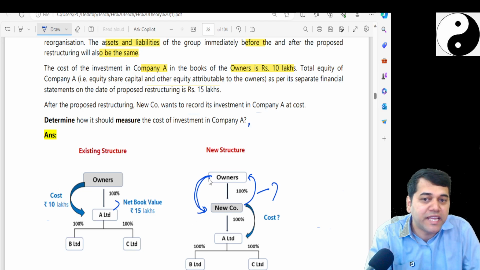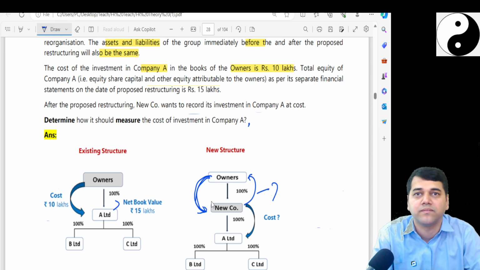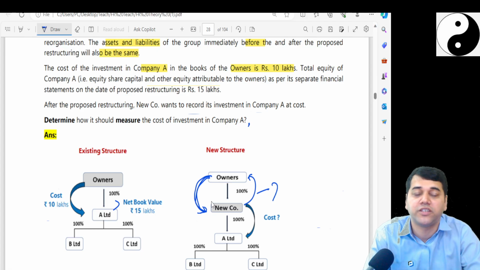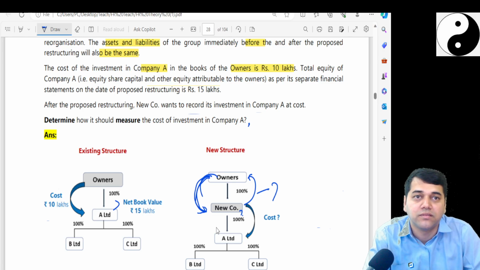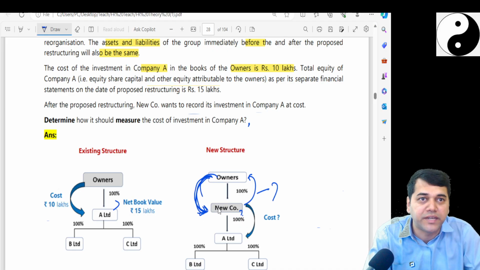When A Limited gave their shares, it's like a barter, so you have to measure fair value now. Whose fair value can be measured? The new company's share value can be measured, or what A gives can be measured. The new company is only for namesake, no. What A can give is the shares of A Limited.